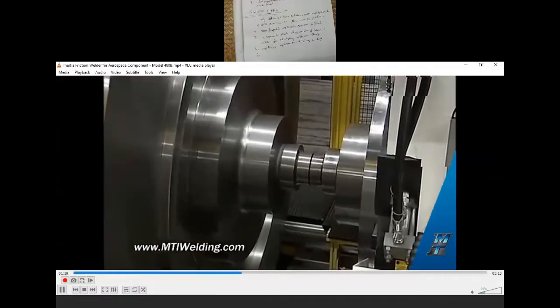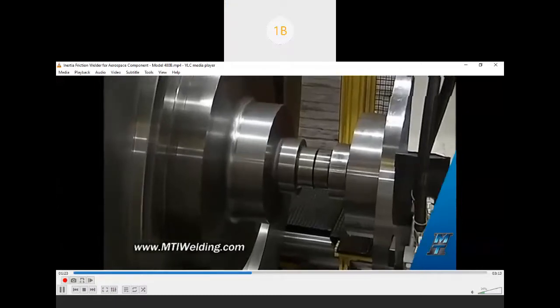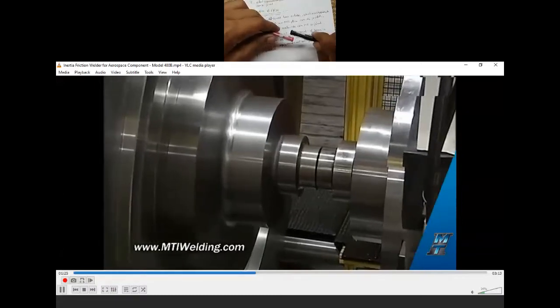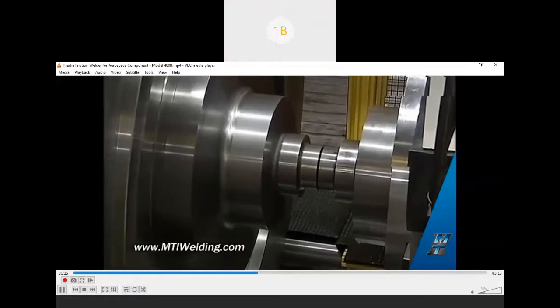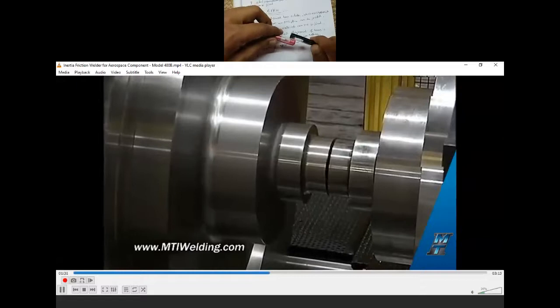Offset joints, you mean at some angle? Or like not aligned? This type? Yes, sir. This type of joints are possible, of course possible.